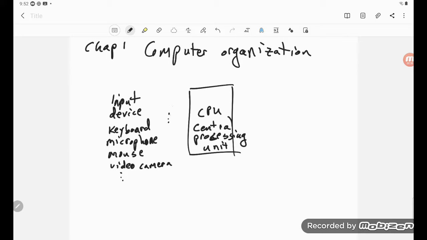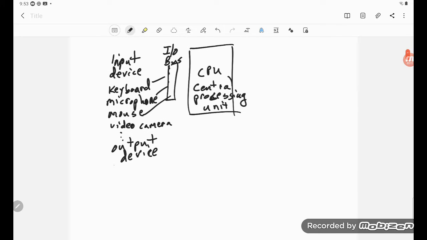Now, there has to be some sort of logic. And so this is the input output bus here. So it just helps organize all these things that are attached to the computer. So you've got an input device and you need an output device, so that you know what the computer has spit out.